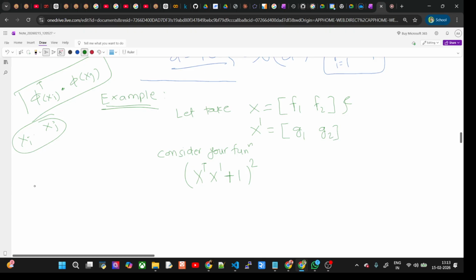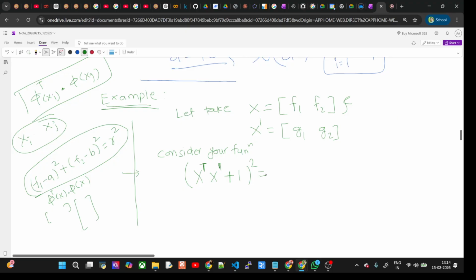Like we have seen, the equation of the circle is f1 minus a whole square plus f2 minus b whole square equal to r square. That was our function in the lower dimension, and then you project it into the higher dimension, and what you got is phi of x transpose phi of x, which is the linear relationship in the higher dimension. Now instead of the circle function, we are considering another example, x transpose x prime plus 1 whole square. This is our function.